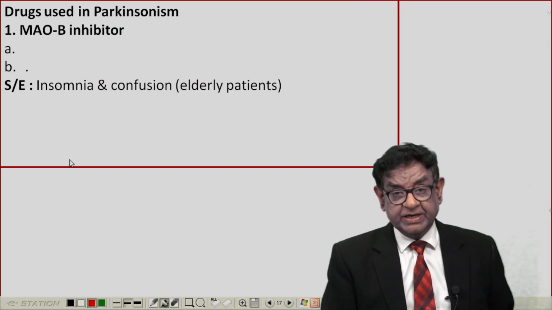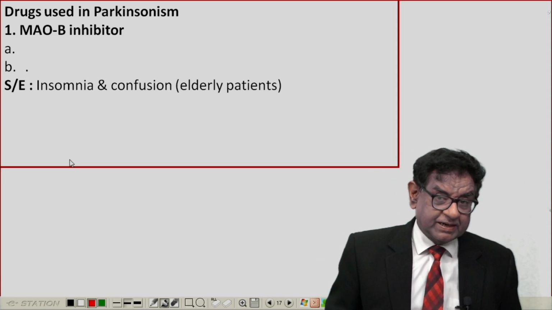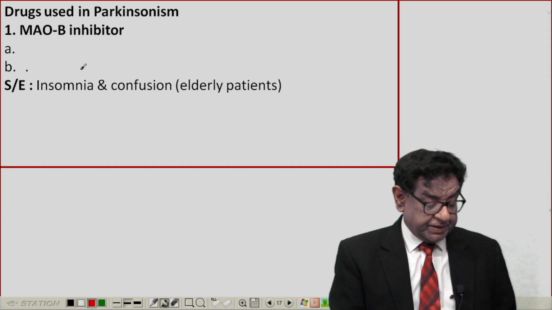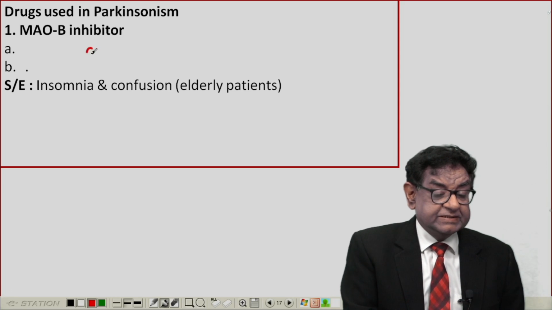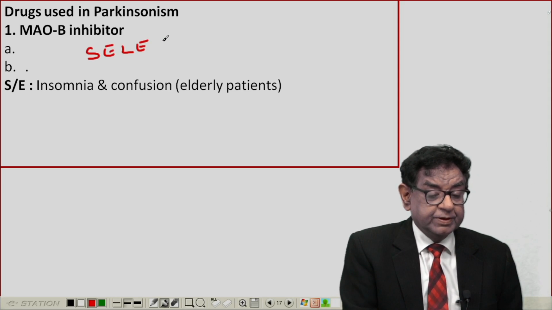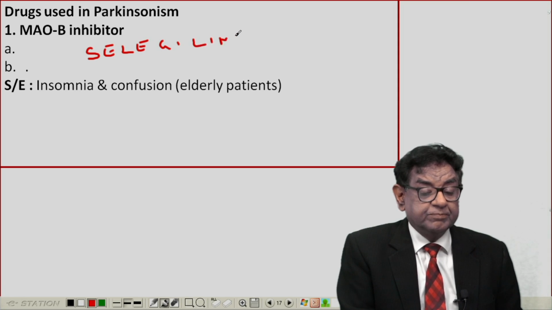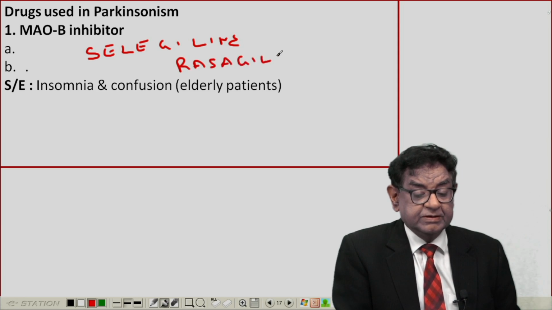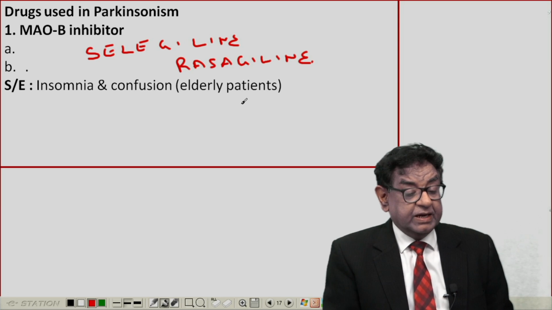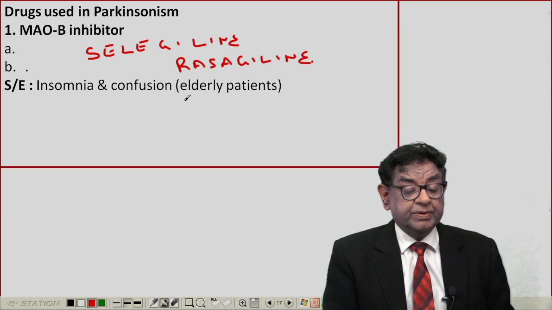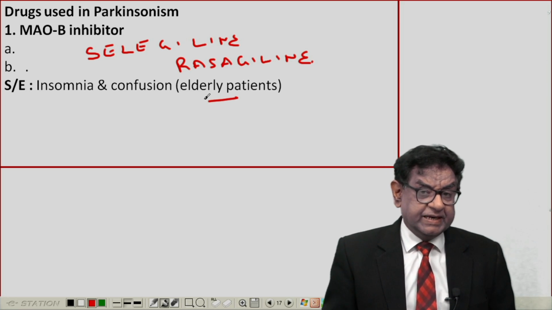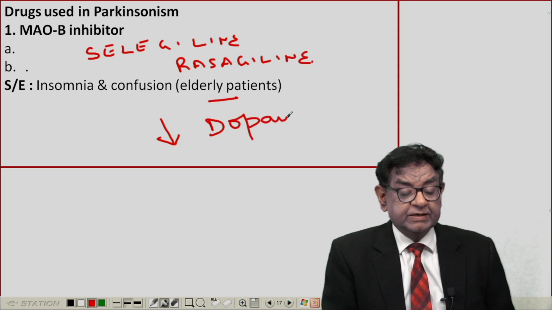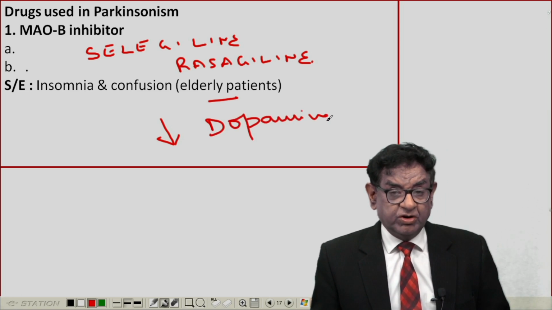Now, how to treat a case of Parkinson's. But before I talk about treatment, we should know what are the drugs that we use in Parkinson's. MAO-B inhibitors, and they include selegiline and rasagiline. They lead to insomnia in elderly patients. But how do they really act? They reduce the breakdown of dopamine, so they will increase the concentration of dopamine.